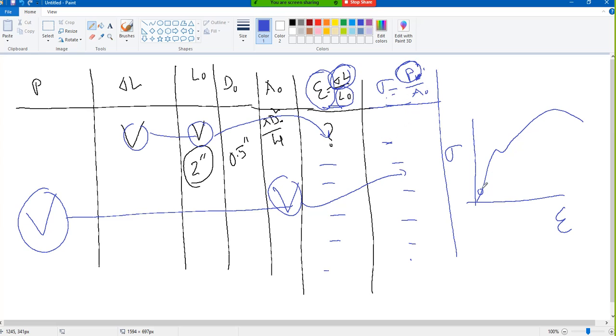Then just plot. You get so many points. After plotting, tell what this is, how much this is. That is the lab. In your lab, you will apply P, measure delta L, make a table, draw it, and find all these points: find your E, your yield stress, your ultimate stress, your failure stress. That is the lab. Okay, we'll do the lab. Now we will do this example.